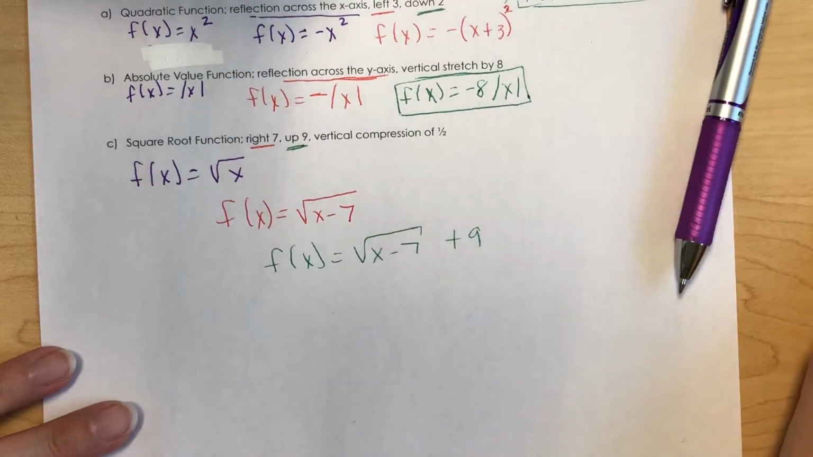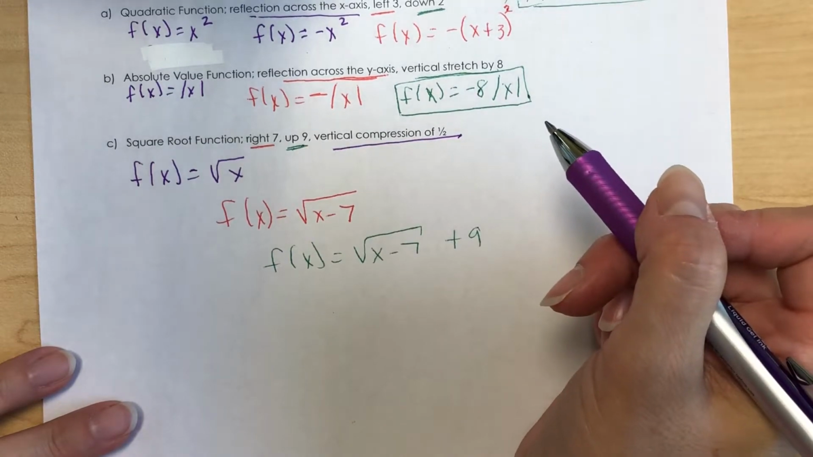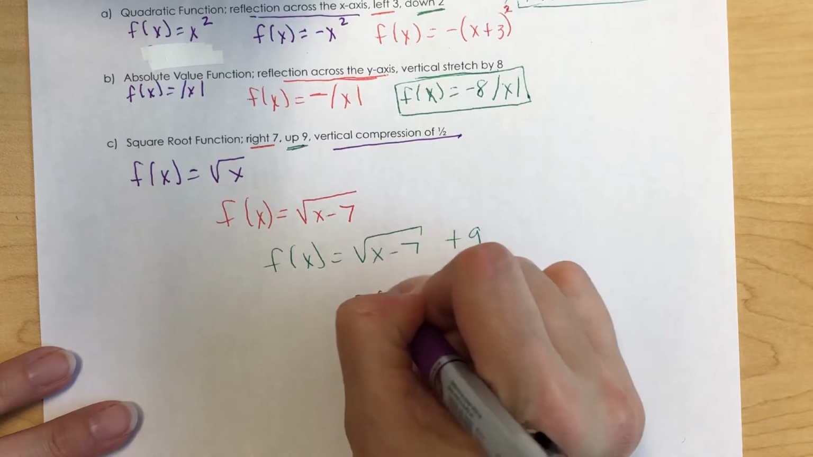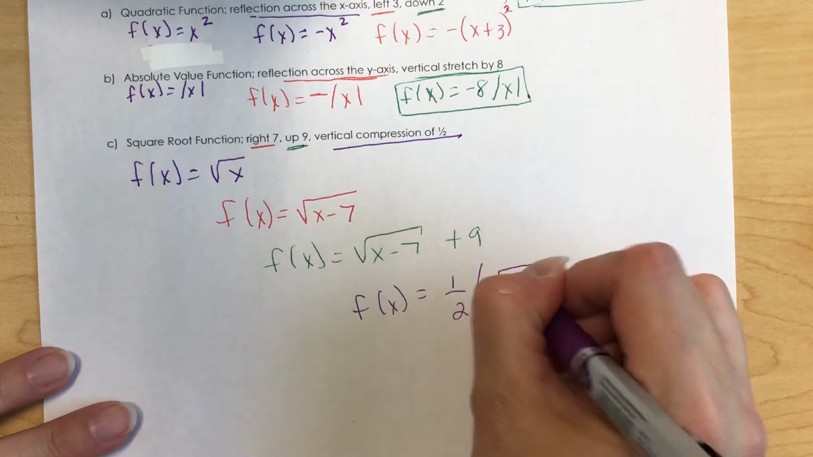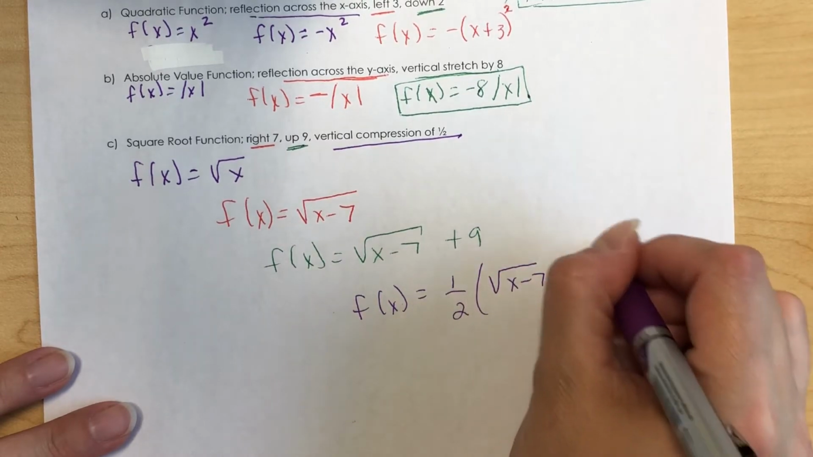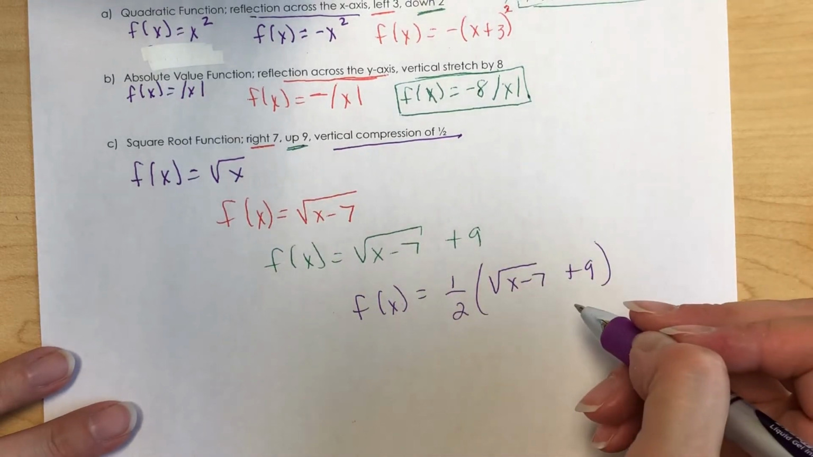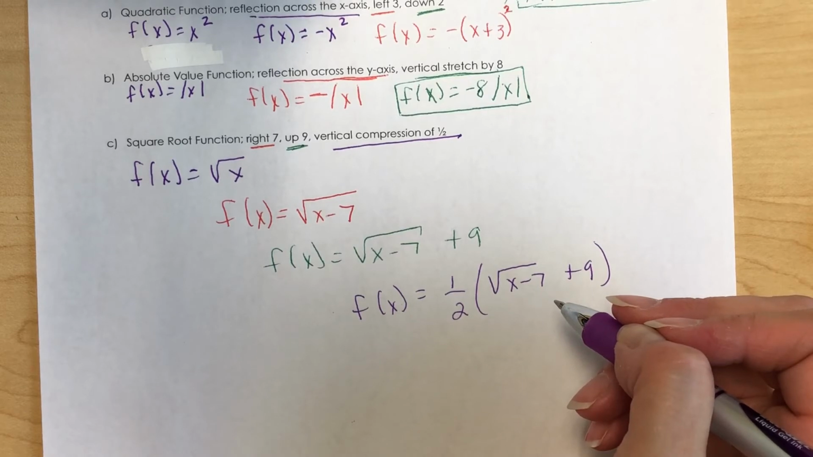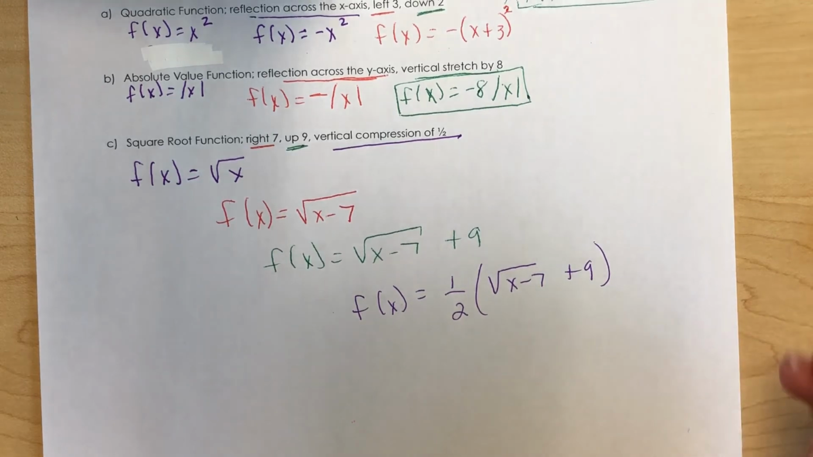And then finally, we've got a vertical compression of 1/2. So we're going to multiply the whole thing by 1/2. f of x equals 1/2 times the square root of x minus 7, plus 9. So since this was the last step, it's going to get applied to everything we had done up to this point. Okay, and that's it.